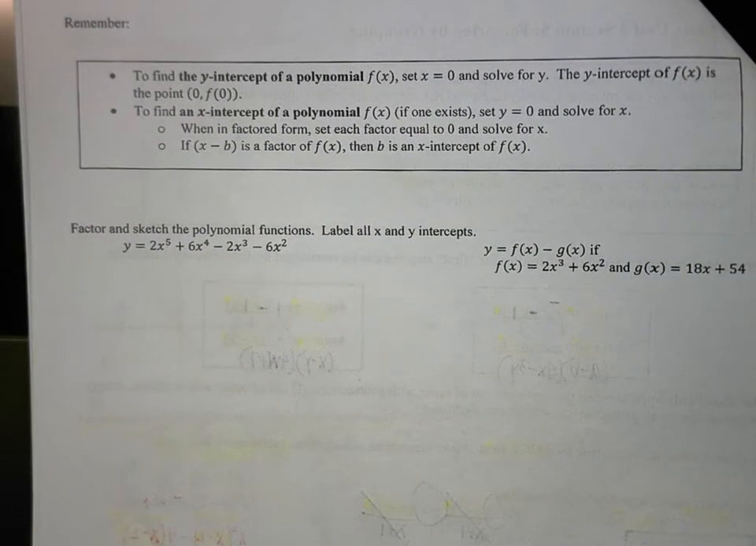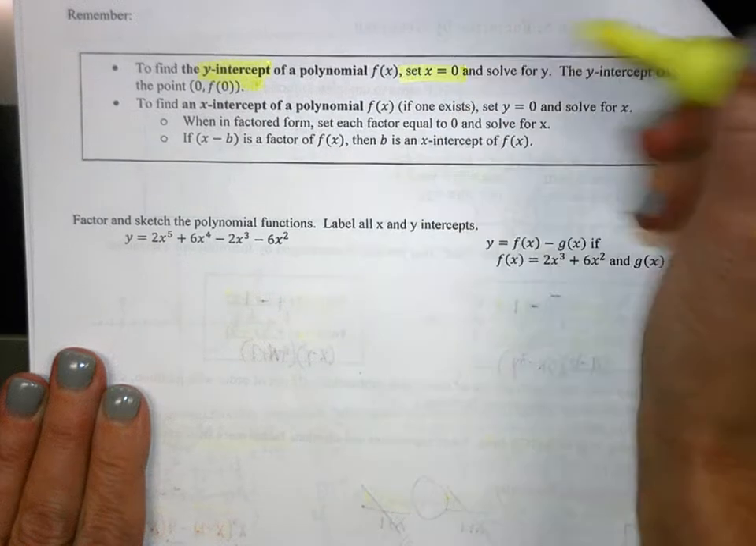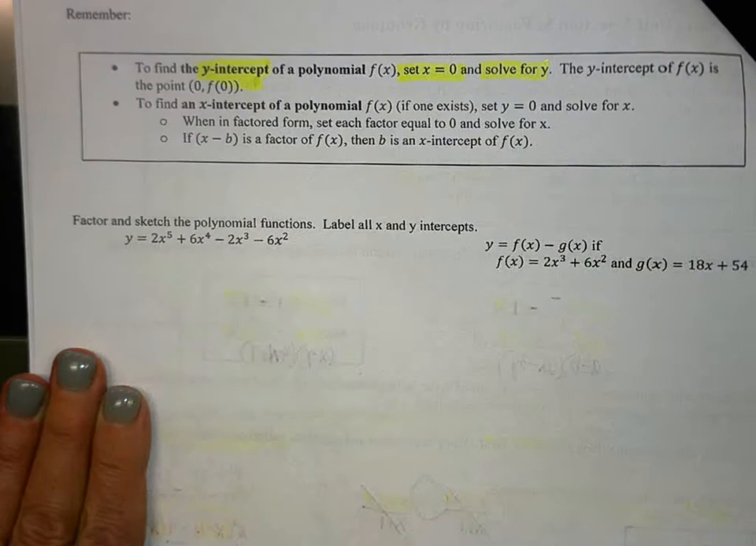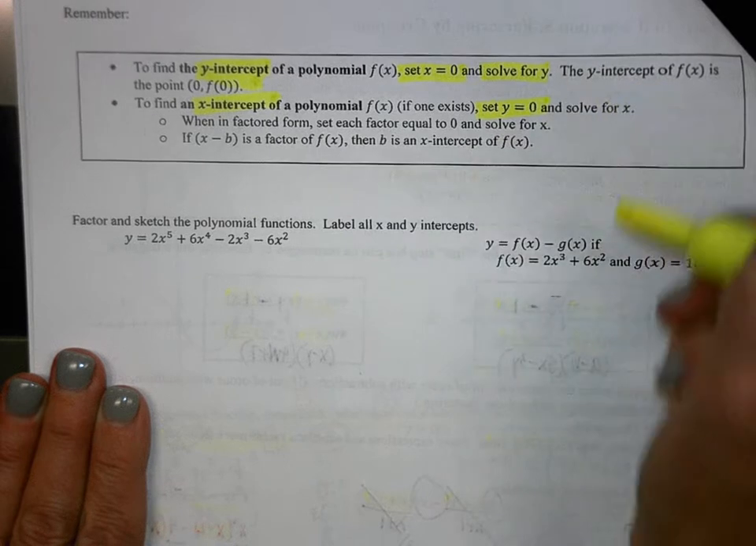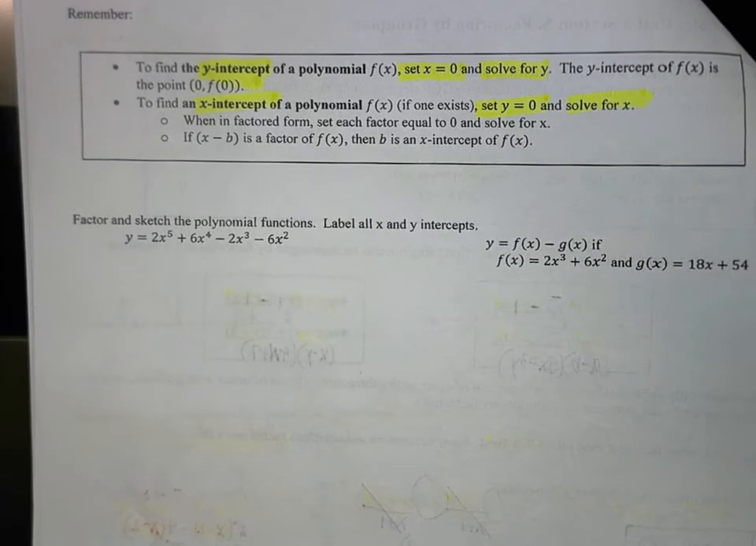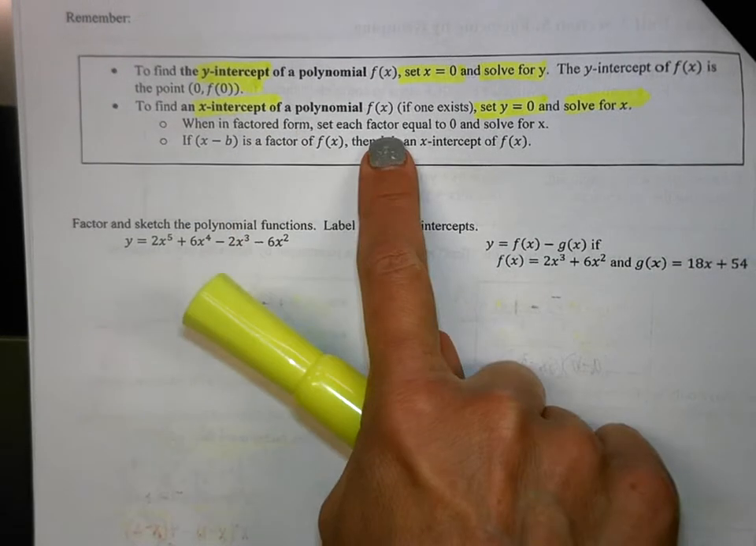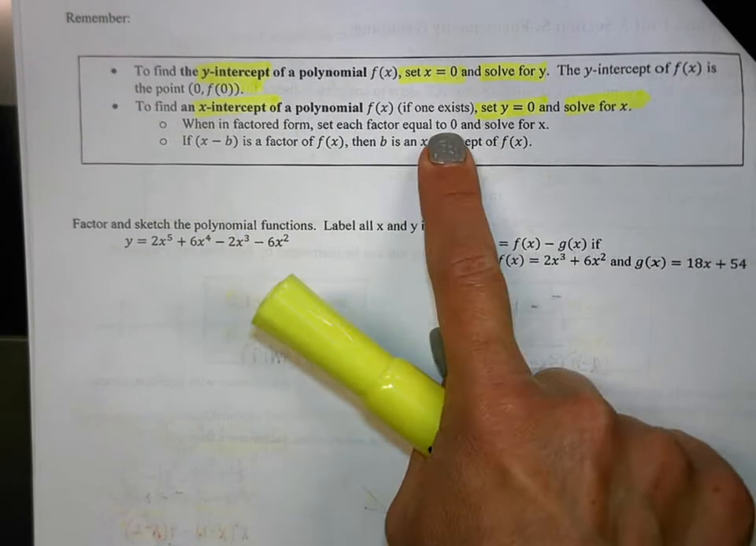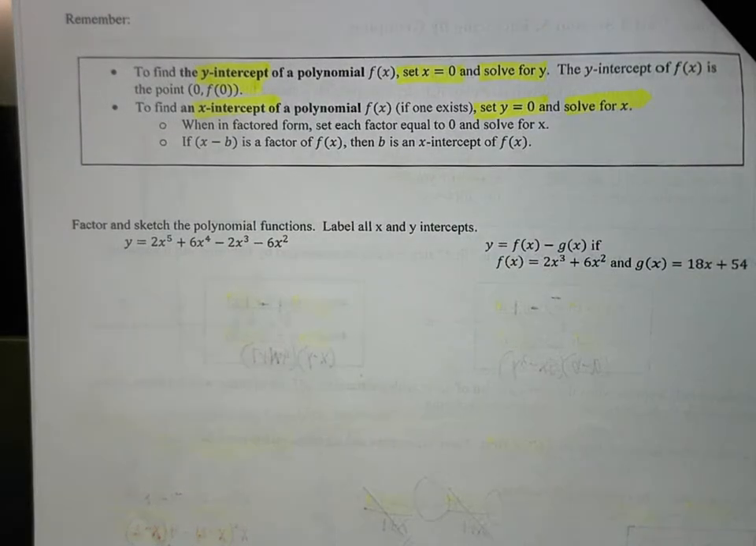Okay, so again, we talk about this all the time, but to find the y-intercept, set x equal to 0, solve for y. To find the x-intercept, set y equal to 0, solve for x. Okay? And remember that when in factored form, you set each factor equal to 0 and solve for x. That's when we're drawing the lines down and setting each of our parentheses equal to 0.